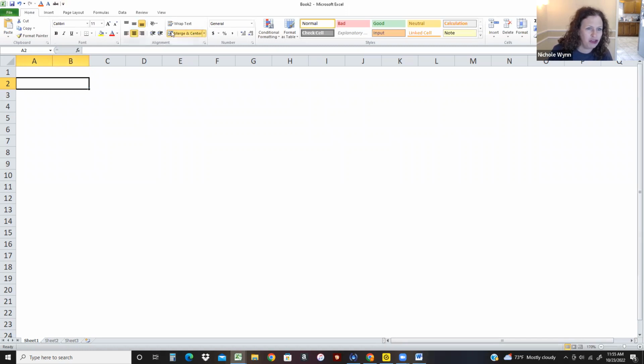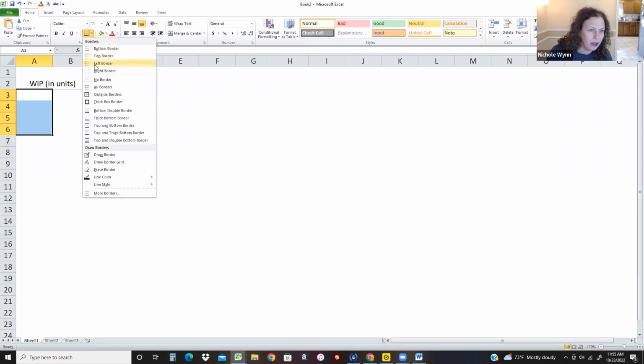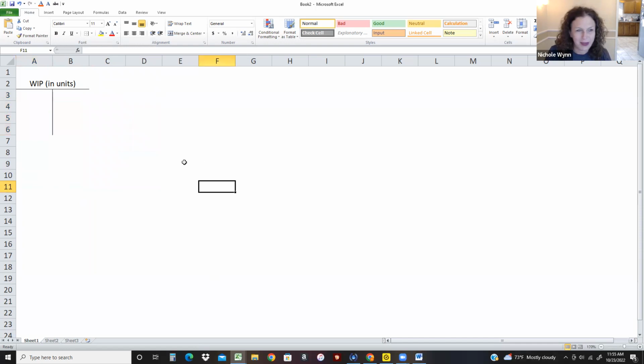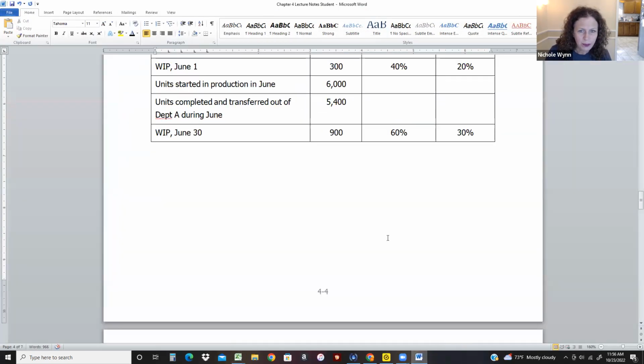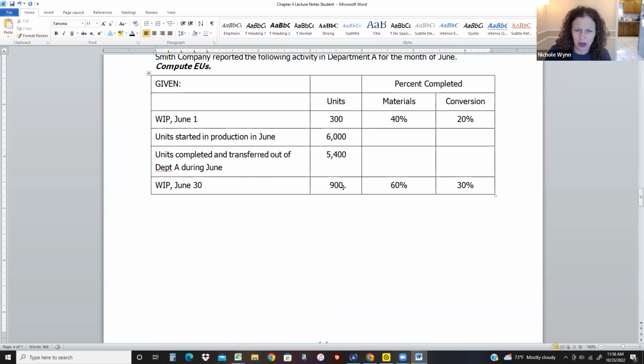So I'm going to merge two cells. I'm going to write WIP in units and draw a T account. When I'm drawing a T account, I merge two cells, give it a bottom border, and then highlight those cells and give it a right border. So now I have a nice T. This is a WIP account, but it is not in dollars. It's in units.